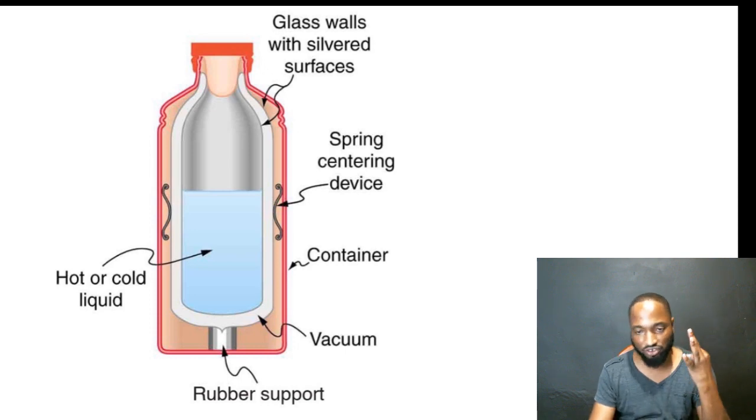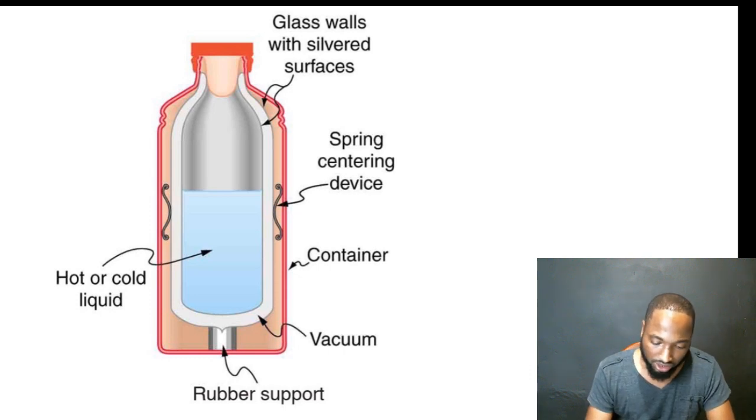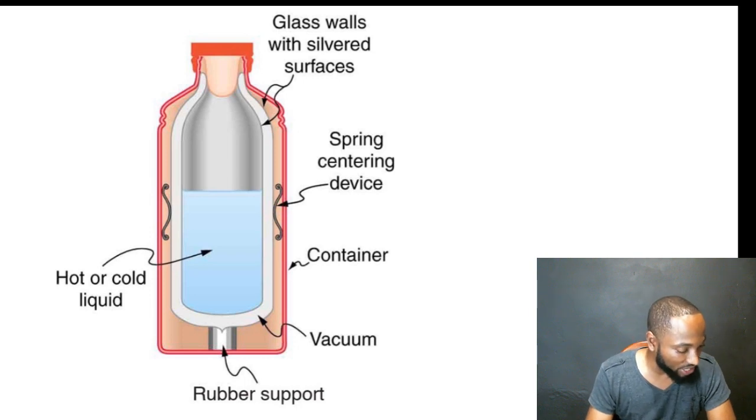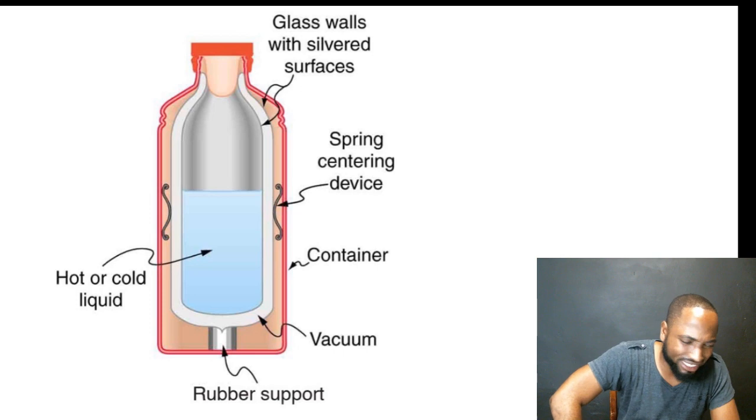Because heat is transferred via three mechanisms: conduction, convection, or radiation. How is it stopped by conduction in the vacuum flask? How is it stopped by radiation in the vacuum flask? And how is it stopped by convection?